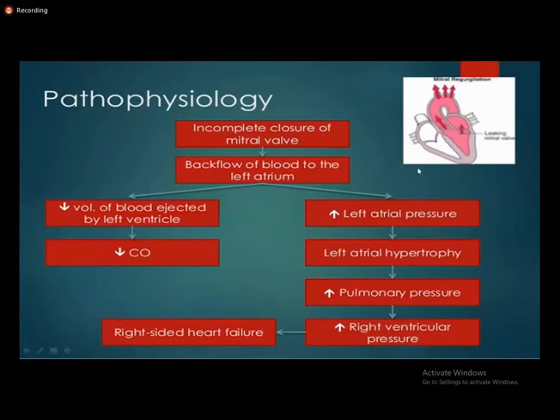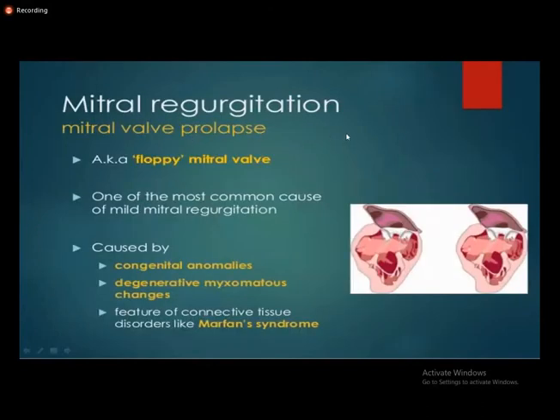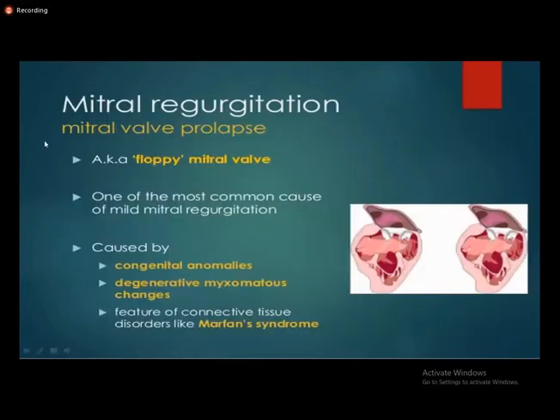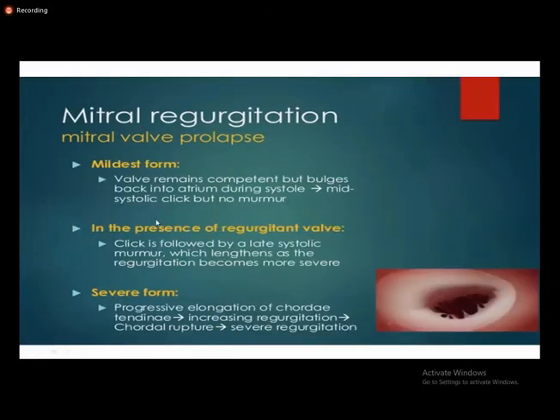So mitral regurgitation has many causes, and one very common cause in Western society is mitral valve prolapse. In Pakistan, the causes are Marfan syndrome and degenerative myxomatous changes. They can all lead to mitral regurgitation. So how do you diagnose mitral valve prolapse? There is usually a mid-systolic click in the mildest form, and when there is regurgitation, you definitely have a systolic murmur, and in severe form there is a severe pansystolic murmur.